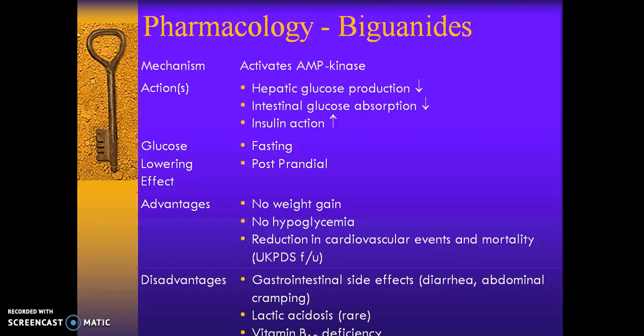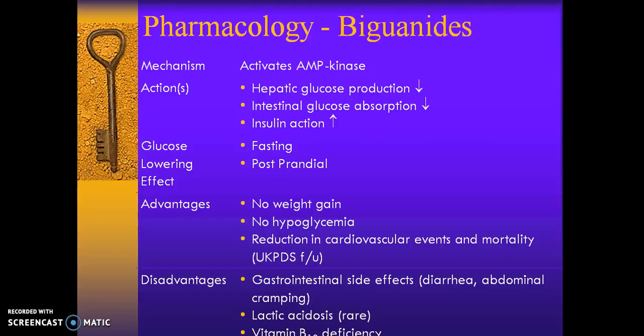And the next action is increased insulin action. Increased insulin action helps to decrease the increased blood glucose level, and the hepatic glucose production is decreased by the biguanides. It is the main pharmacological action of this class of drug.